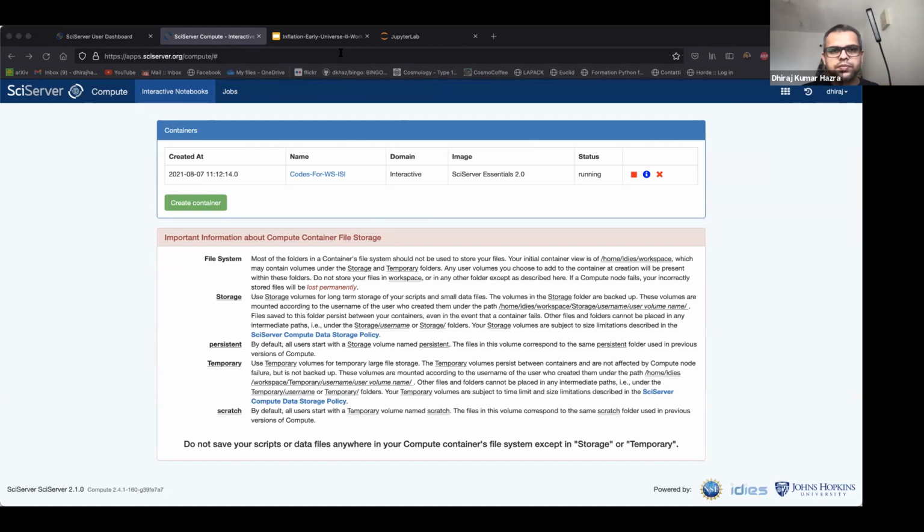Yeah, there is one problem. I had another notebook where I had created the plots, but SciServer is not responding, simply not responding. It's a massacre, actually.